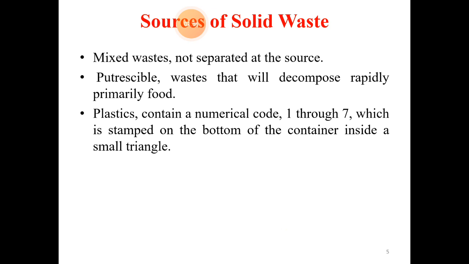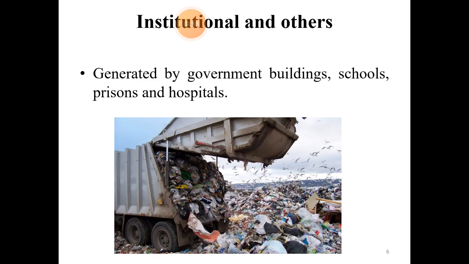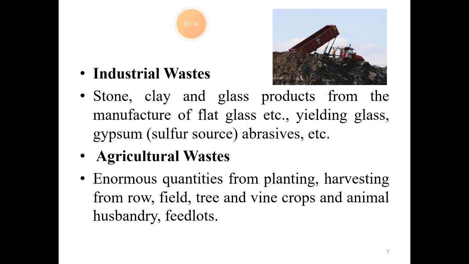The other types of solid waste include mixed waste that is not separated, and putrescible waste that includes food waste that is decomposable, etc. Municipal waste includes waste generated by government buildings, industries, and institutional waste includes schools, hospitals, etc. The industrial waste includes stones, clay, glass products, paints, etc. Whereas the agricultural waste includes waste of the plantlets, harvest waste, then animal waste, etc.